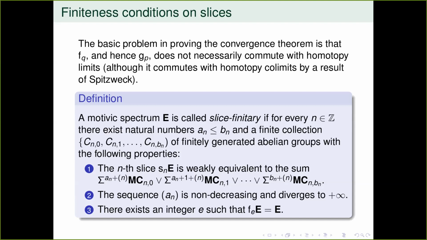I've switched, there's a problem with the font here. This should be an HZ, not an MZ. I'm sorry about this. So this should be motivic Eilenberg-MacLane spectra with coefficients in a finite collection of finitely generated abelian groups. And then there's one extra condition in order to ensure some sort of connectivity. We want that the simplicial dimension where we start, this a_n, should diverge to infinity when n increases. So the connectivity should increase with the slice. That's a technical definition.